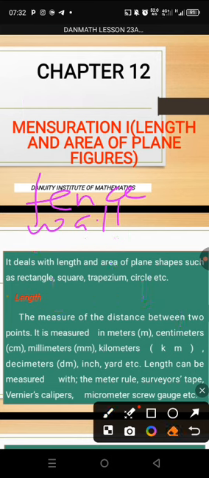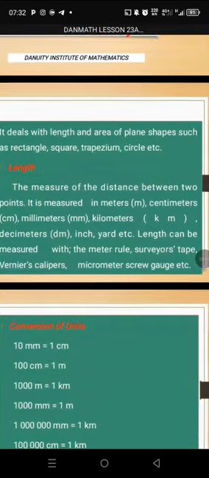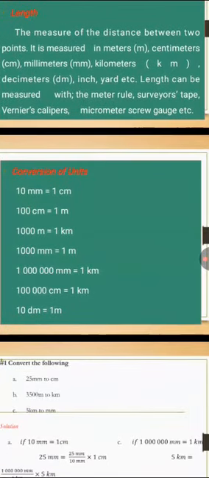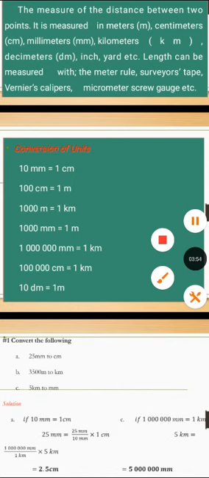Now let's look at it very well. Now, the perimeter of different shapes will be determined by the type of shape. But before we go there, let's look at conversion of units. How do you convert one unit to the other?